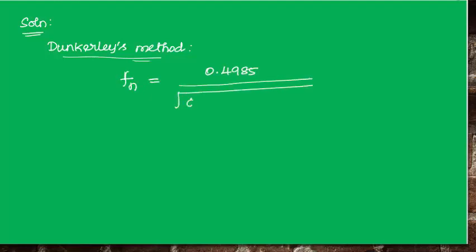Dunkerley's method suggests the formula to calculate the natural frequency of transverse vibration as Fn is equal to 0.4985 divided by root of del 1 plus del 2 plus del 3 plus up to del n plus del s divided by 1.27. Okay, so here del 1, del 2 and del 3 are the deflection experienced by the shaft or beam due to the point loads. Okay, and del s is the deflection experienced by the shaft due to the self weight.